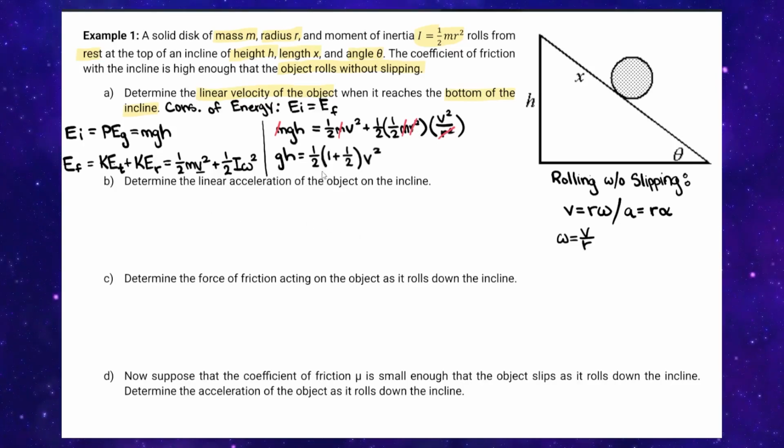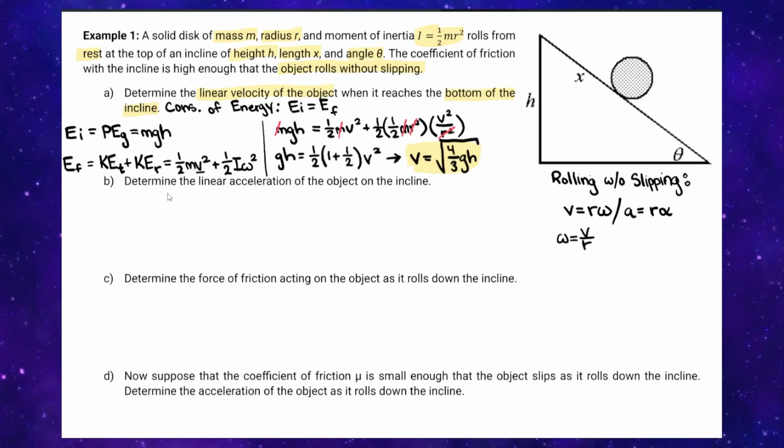gh equals 1/2 times (1 plus 1/2), that's pulling out a 1/2 and a v squared from both of these terms, times v squared, which both terms have. Now, if we simplify things a little bit here, we would find that the final velocity is going to equal the square root of 4/3 times the acceleration due to gravity times the height that it starts at. And that is the first part done.